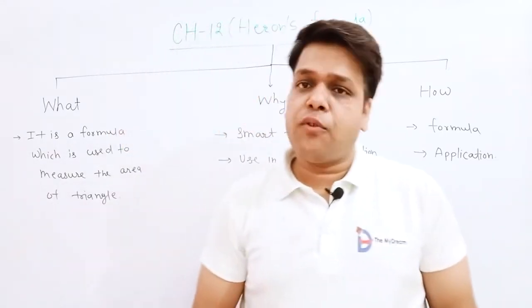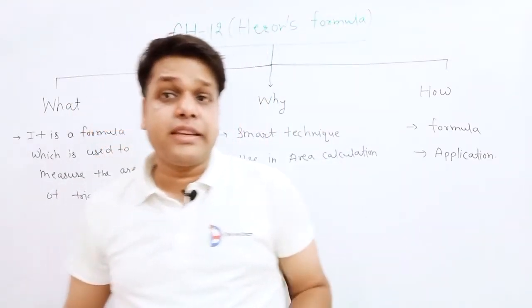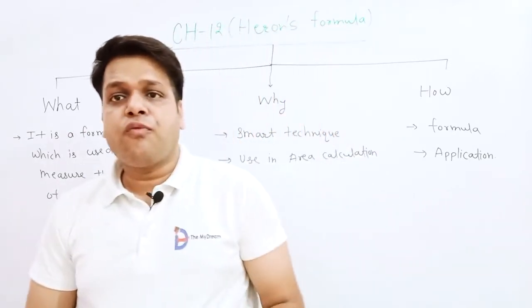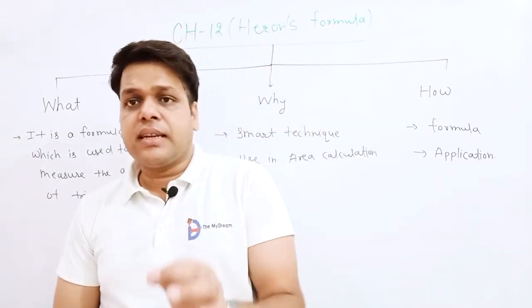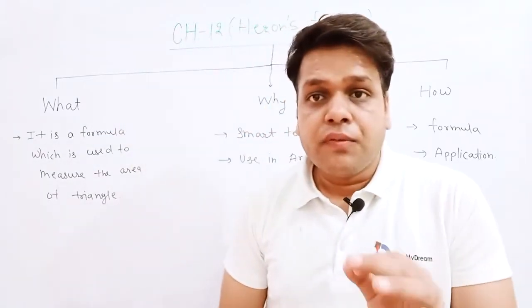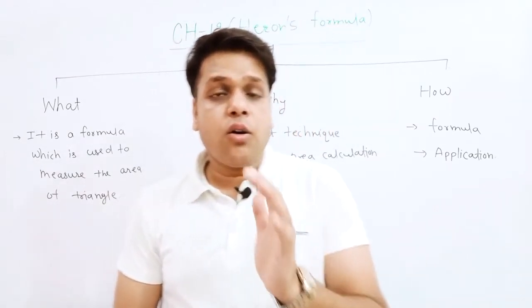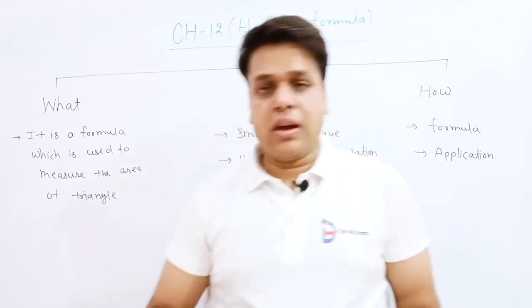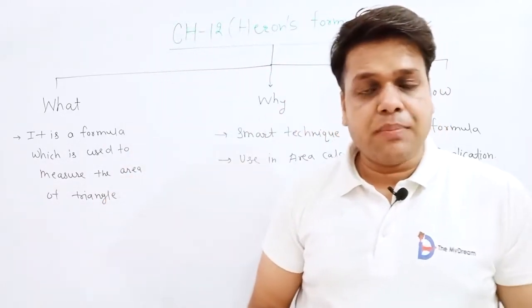So again we follow our dream. My Dream follows a specific rule, which is what, why and how. Now what is Heron's formula? So guys, this is basically a formula which is used to calculate the area of a triangle. It is simply a formula. What is the formula? We will discuss in this chapter.